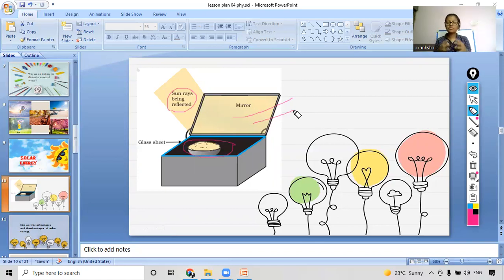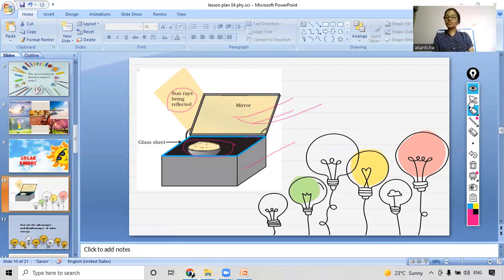Sometimes what happens is they focus the rays of the mirror at a particular area where we will keep our food so that it can be cooked by a greater amount of heat, right? And solar cookers are covered with a glass plate, as you can see. This is a glass plate. Again, there will be a glass plate above this box, the lower box, right? So this was the description of the solar cooker.